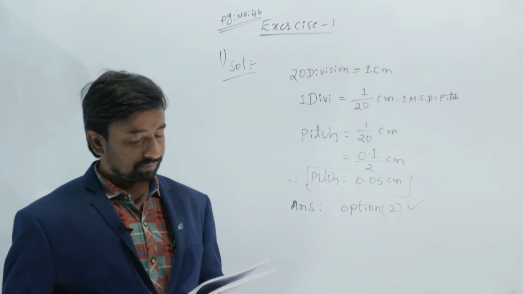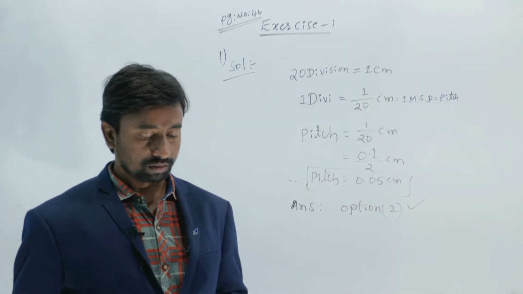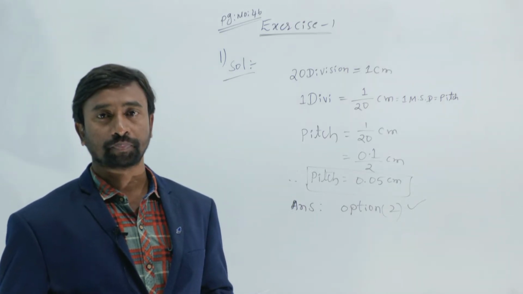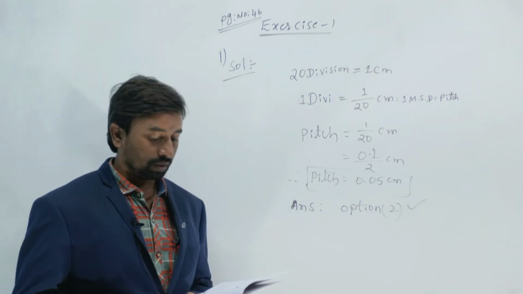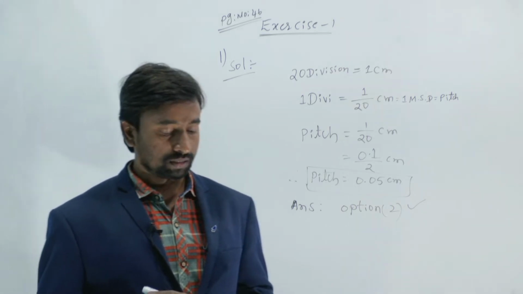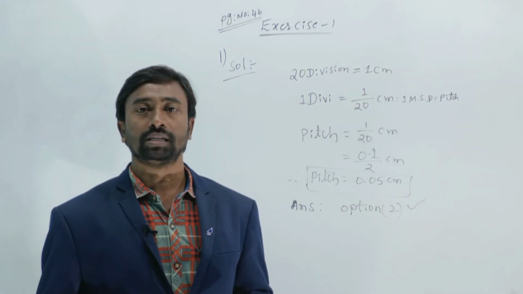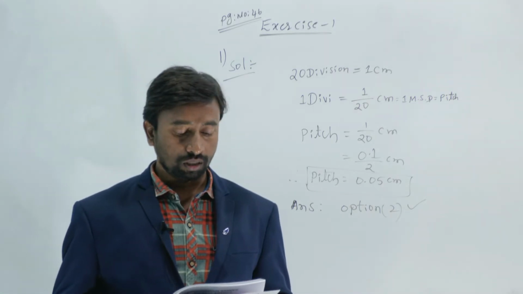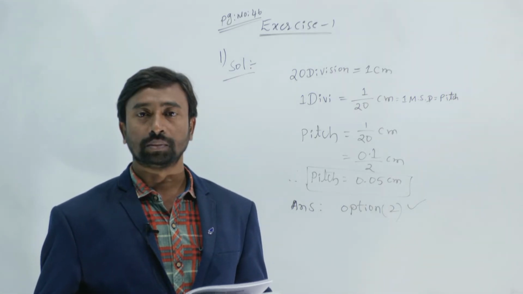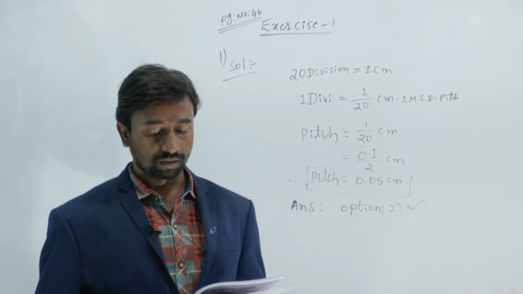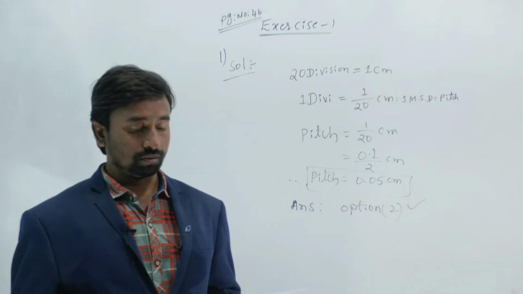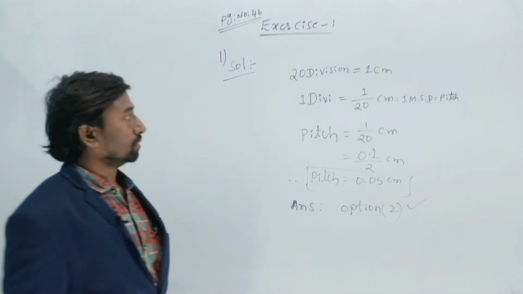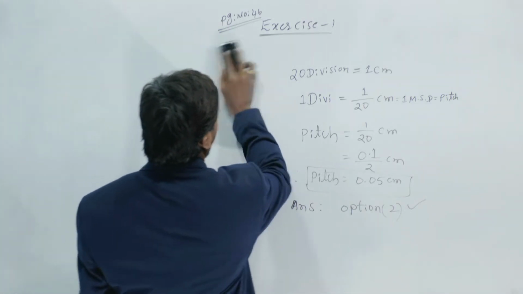The second question is given. If the 0 of the Vernier calipers lies between 2.6 centimeters and 2.7 centimeters, then what is the MSR value? MSR means main scale reading. What is the main scale reading they are asking? So if the 0 of the Vernier lies between 2.6 centimeters and 2.7 centimeters, then the MSR, the main scale reading, we need to find out.